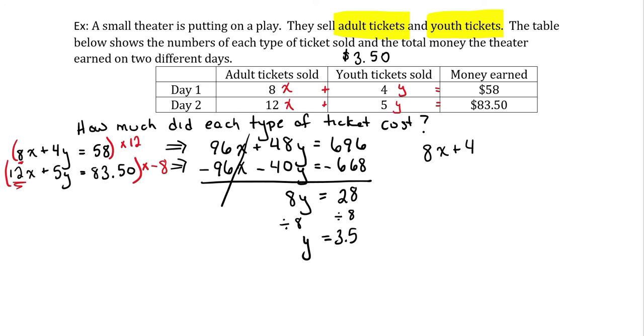8x plus 4y equals 58. Well, now we know what y is. We have a number for y. y is 3.5, or $3.50. So let's replace the y with the number that it actually is. Let's do our multiplication. 3.5 times 4 is 14. So 8x plus 14 is 58.